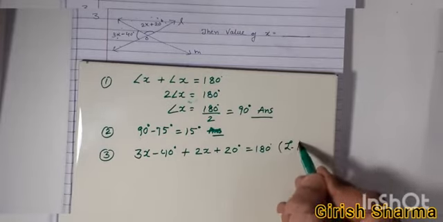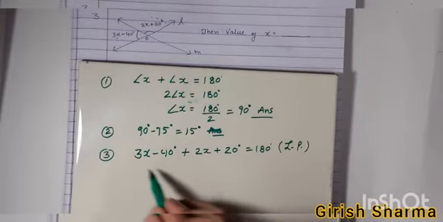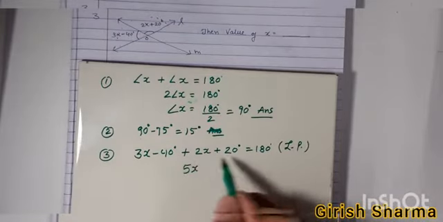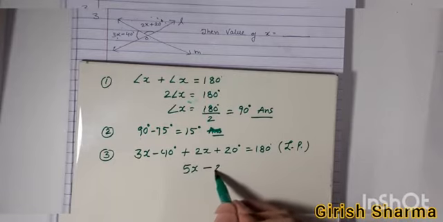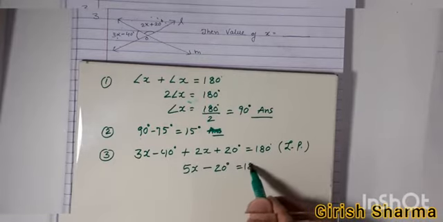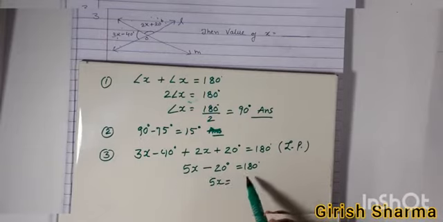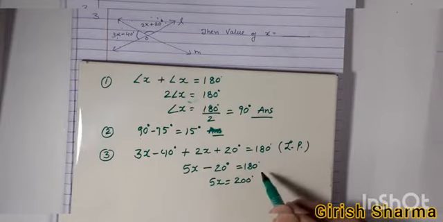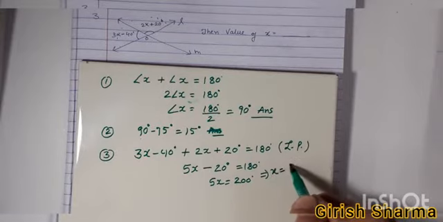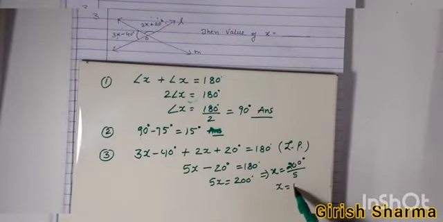What can I say? This is linear pair. 3x plus 2x is 5x. Minus 40 plus 20 is what? Minus 20. This is 180 degree. So 5x is equal to 180 plus 20. This will be 200. Then what will be the value of x? 200 divided by 5. x is equal to 40 degree. This is your answer.